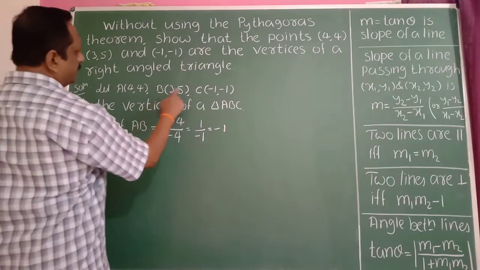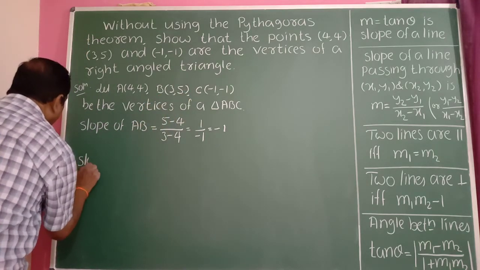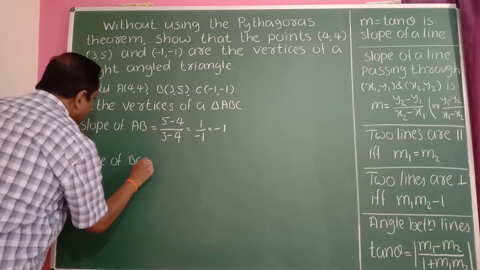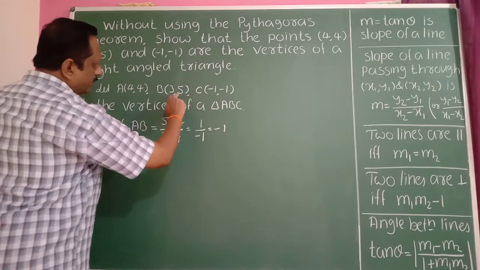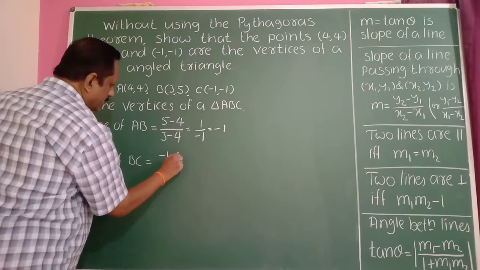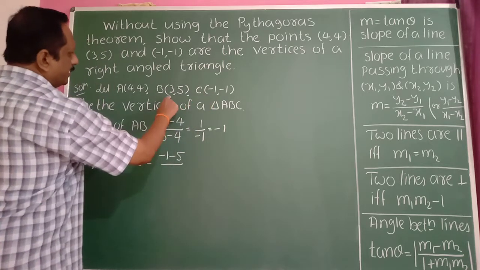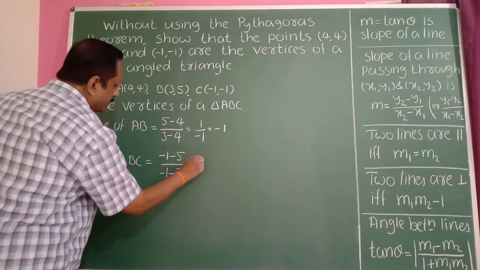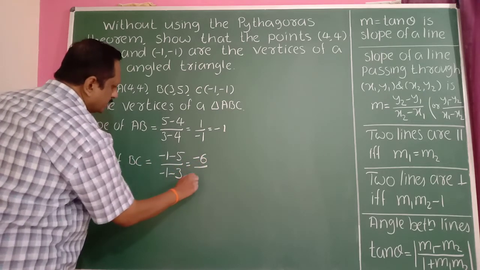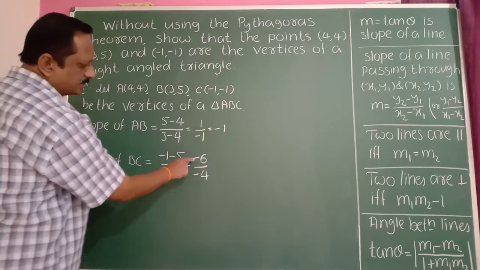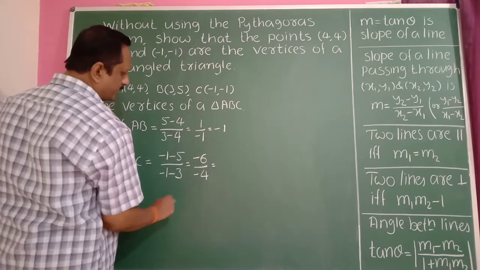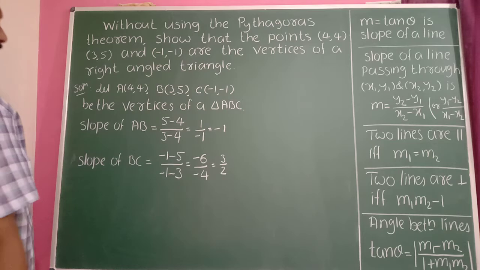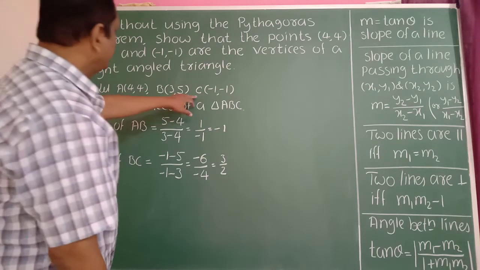Then the slope of the side BC. The slope of the side BC is equal to minus 1 minus 5 divided by minus 1 minus 3. Minus 1 minus 5 gives minus 6, and minus 1 minus 3 is minus 4. Minus divided by minus becomes plus, so 2 threes are 6 and 2 twos are 4, giving 3 by 2.